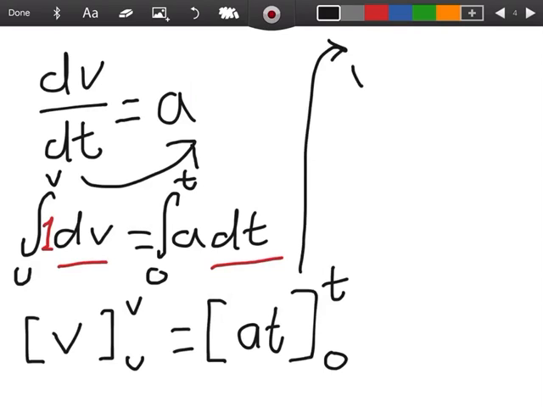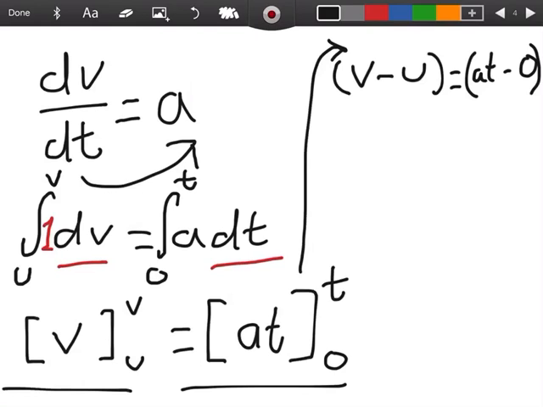Right, so that becomes v minus u equals at minus 0. Right? Because we've expanded these brackets. Okay? And then v minus u equals at. And then, if we rearrange that, it becomes v equals u plus at. We have the first equation. Well done us. And then I'll show you the other way now.